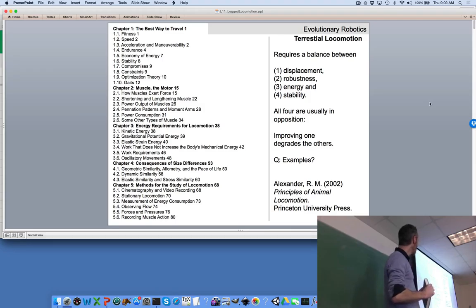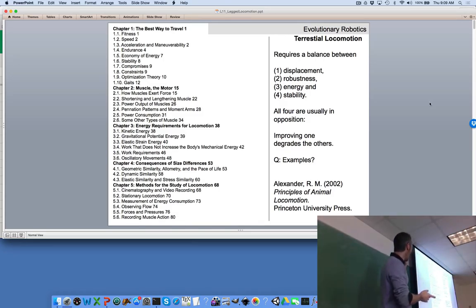First few slides here are taken from the table of contents of Alexander's biomechanics Bible called The Principles of Animal Locomotion. As a roboticist, this is one of my absolute favorite books. I'll pass it around. You can glance through it. It's a beautiful book if you're interested in this issue of how animals move and how to get robots to move. I definitely suggest you pick up a copy of this book. As I mentioned, it's my favorite book, so make sure I get it back at the end of lecture.